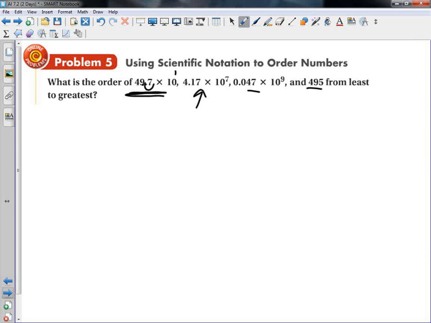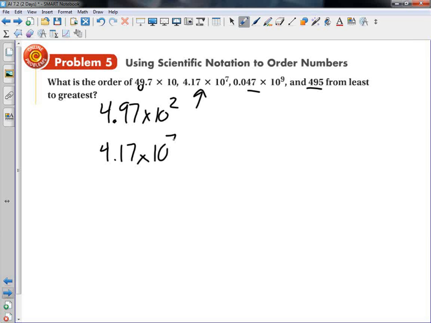But we don't want to put it back in standard form. We want to use scientific notation. So if going to the right means 1, if we go to the left, that's going to mean 1 more, times 10 to the second power. All right, good. Number 2 is currently already in scientific notation.